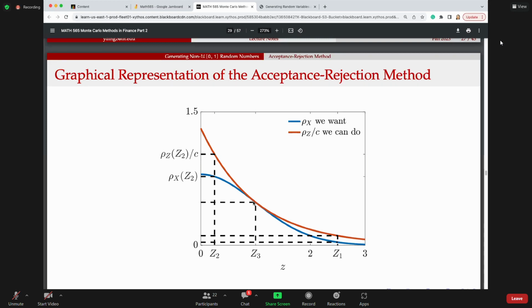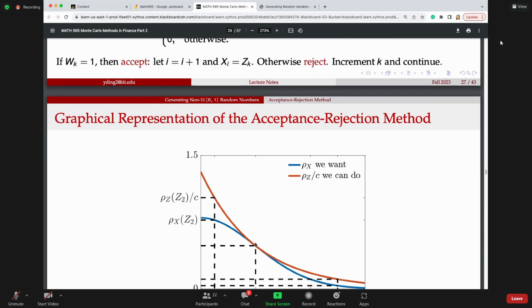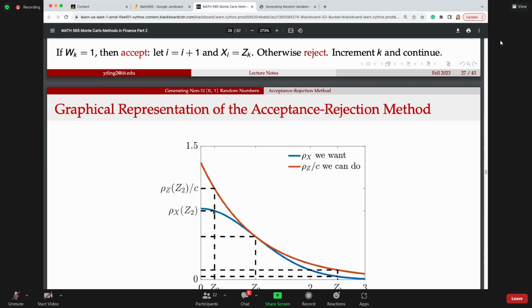So of course, for something close to this part, so Z3 here, you can consider this ratio is exactly equal to 1. Exactly equal to 1 means what? It means this UK is always less than or equal to that. So this Z3, we will definitely accept it. Does that make sense? Because actually this density is very close to rho of X, so we want to accept that. But in some other case, we need to check this ratio, and it also depends on your U.